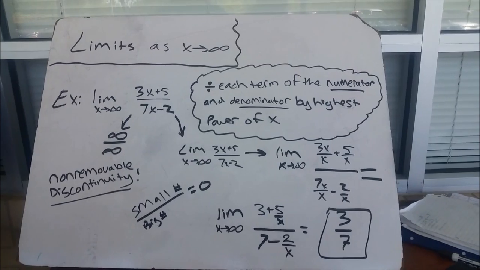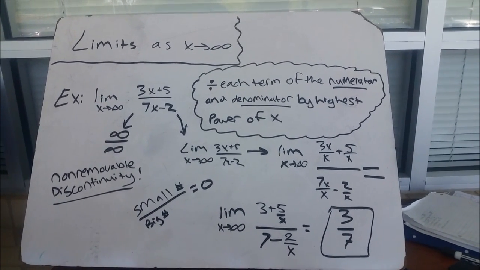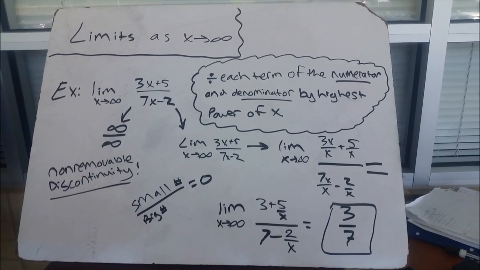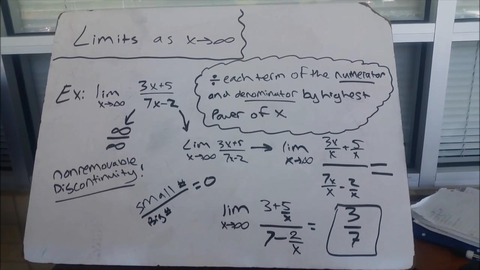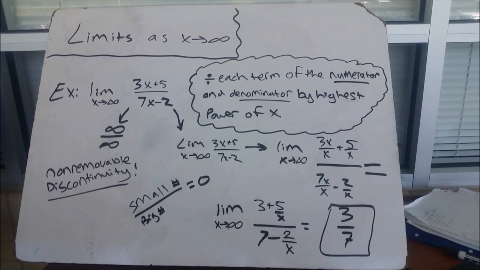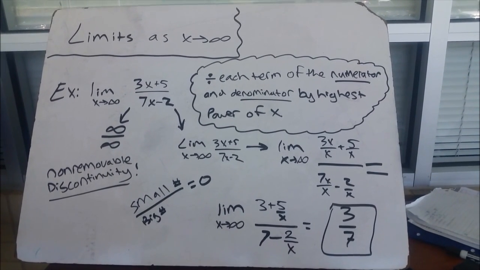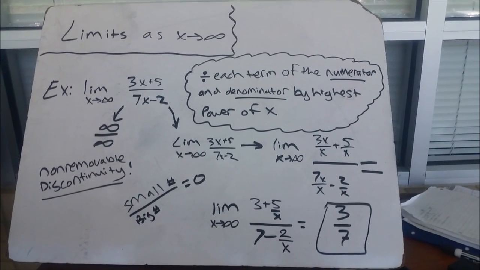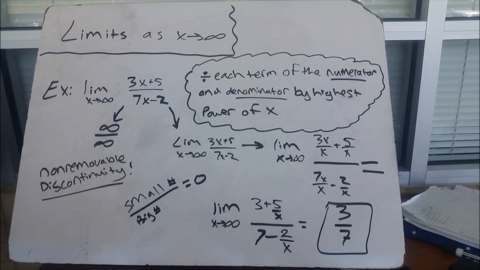So what we can do, which also applies to all functions as they approach infinity, if you come across a non-removable discontinuity, is divide each term of the numerator and denominator by the highest power of x. In this case, the highest power of x we come across is x to the first. Thus, we break apart the function and take the second route as seen on the whiteboard.